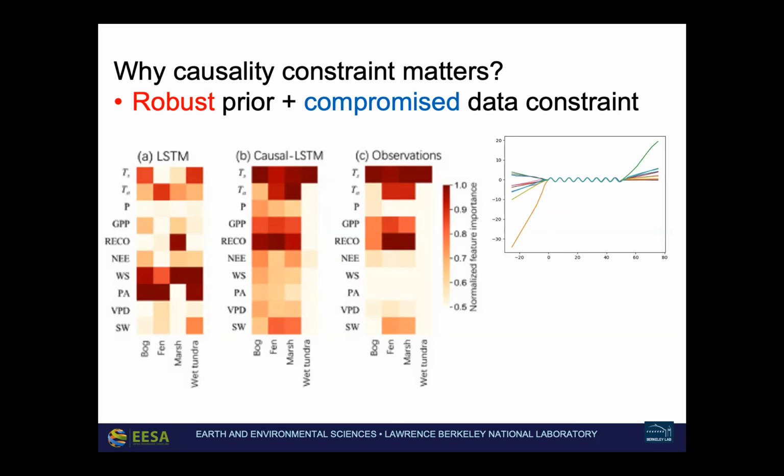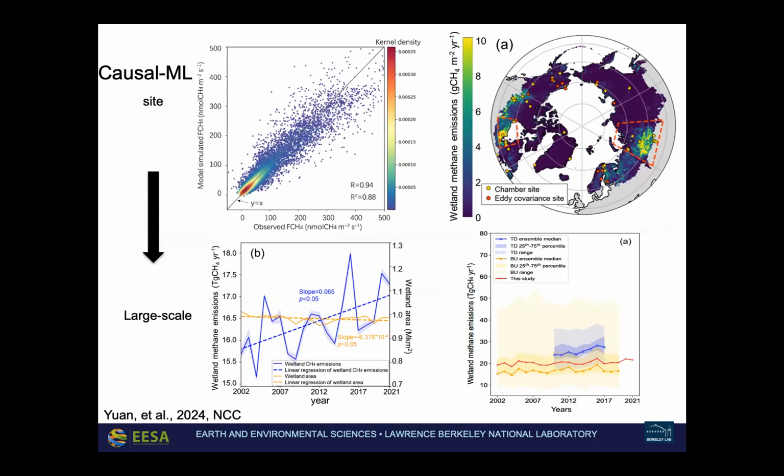And so based on this, we do regional upscaling, and you can see the performance is very high. So we combine eddy towers and also chamber sites, yellow dots, because over the Boreal Arctic, you have a big hotspot emission region that's not covered by eddy tower sites. So we combine them together, do the causal ML, train at site level and do the extrapolation for the entire Boreal Arctic region. So you see this time series, 2 decades of time series, and compare with bottom-up and top-down estimates from GCP.